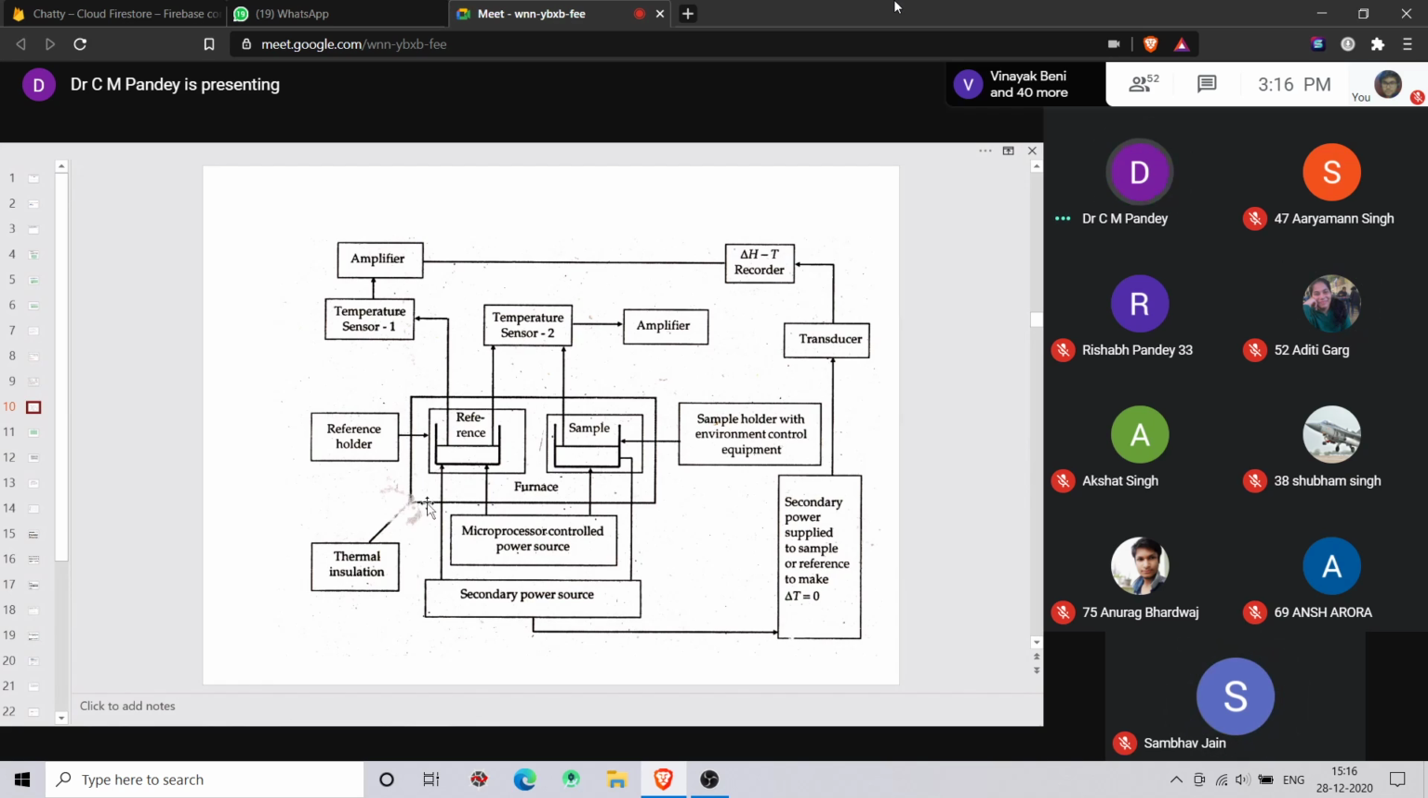Only the difference is that here you will see that a secondary power source is also connected with the reference and the sample pan. Now, what is the work of this secondary power source? The work of the secondary power source is to provide extra heat to the sample so that the temperature of the sample is equal to that of the reference, right? Or we can say, to maintain delta T equal to 0, that is the temperature of the sample minus the temperature of the reference, the extra heat or the extra power is provided by the secondary power source. And this power is measured in DSC, that is the delta H recorder versus T. So this recorder measures the secondary power, that is the power supplied to the sample or reference to make delta T equal to 0, and that is measured in DSC.